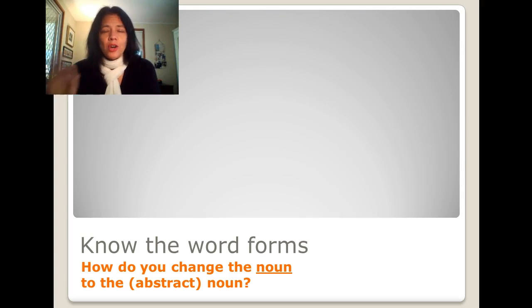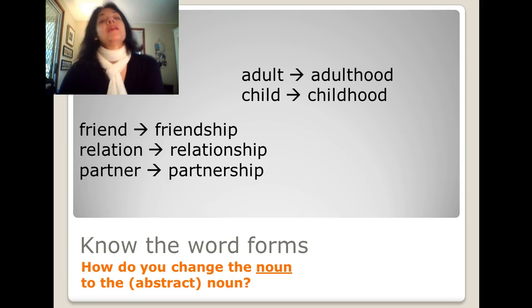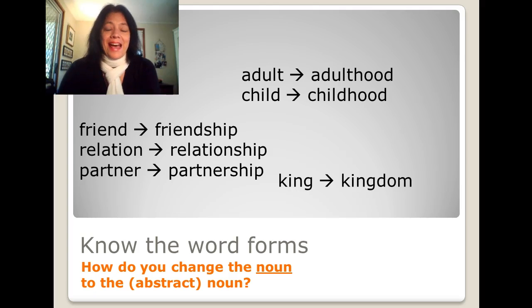How about a concrete noun to an abstract noun? Adult, adulthood. Child, childhood. Friend, friendship. Relation, relationship. Partner, partnership. And here's an extra one for DOM. King becomes kingdom.